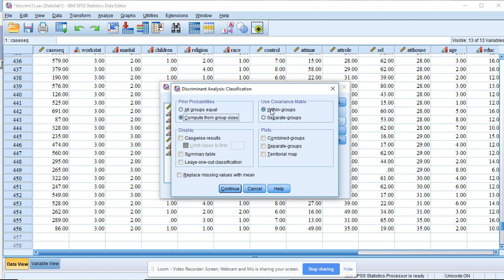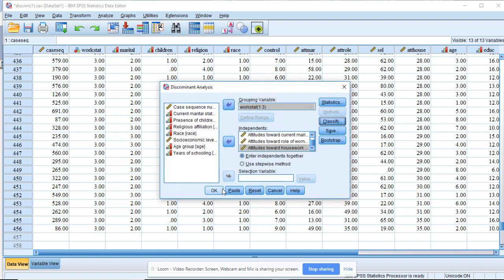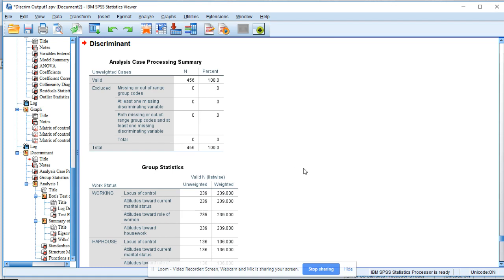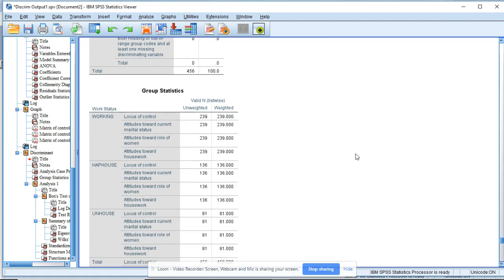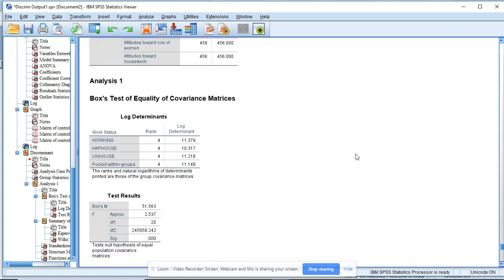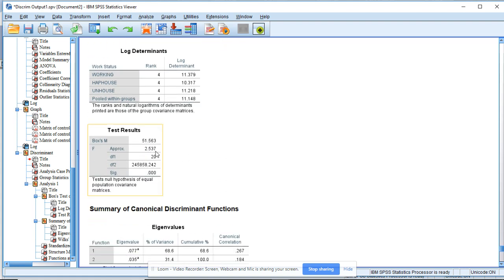We're going to leave it at within groups right now. We're going to come back to this though, because that's what we're going to have to do to fix this Box's M problem. So we will just click continue on that, and we won't do anything else for this first run. So we'll click OK. And here we have just the group statistics. That's not important right now. We want to scroll down to this, test results, Box's M.